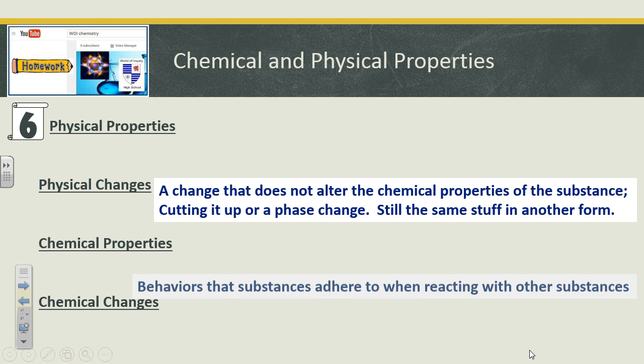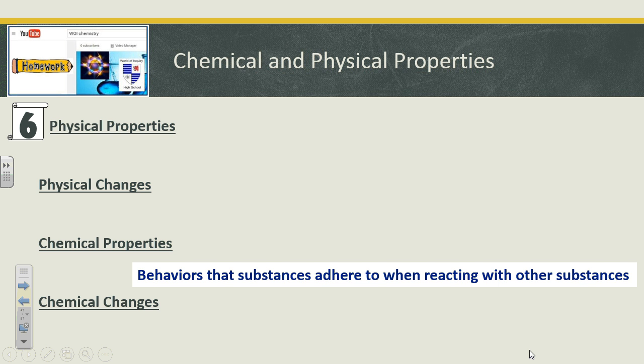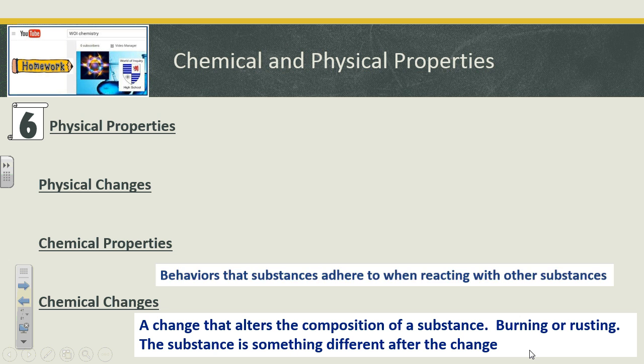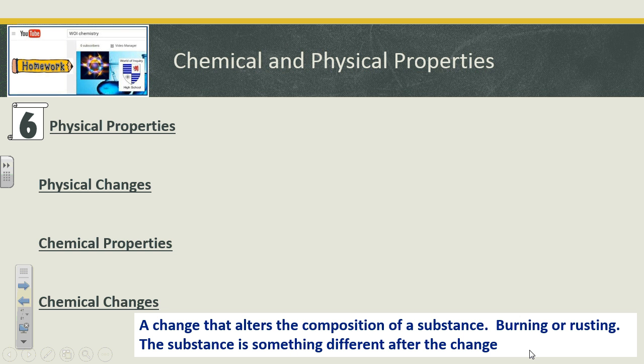Okay? Chemical properties are the behaviors that substances adhere to when they react with other substances. So the key word there is usually reacting, becoming. Okay? There's a change going on. So these chemical behaviors are seen when I actually do something to the chemical. And then a chemical change is the change that I'm talking about.